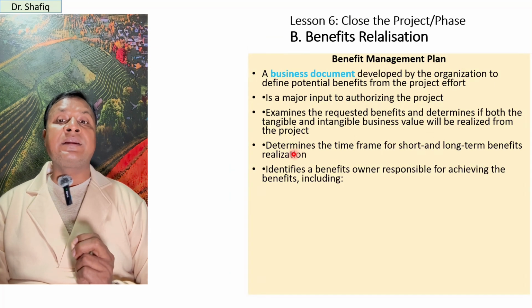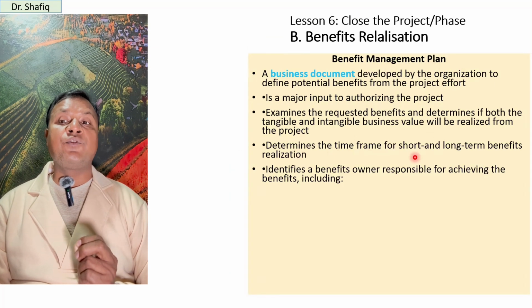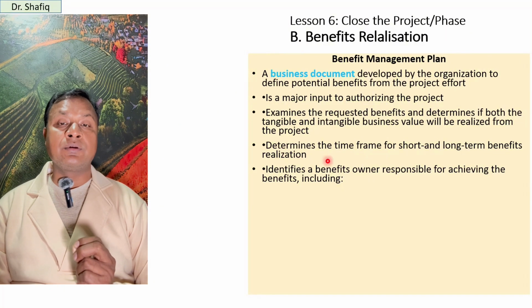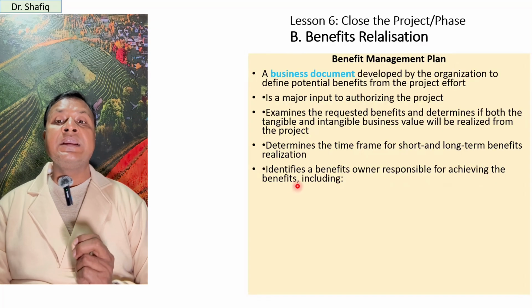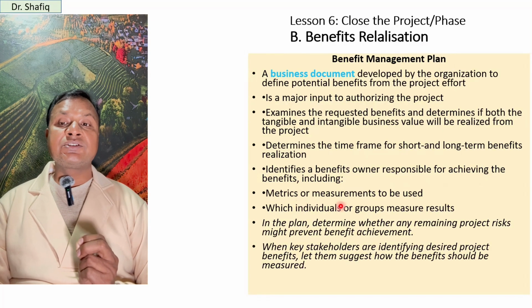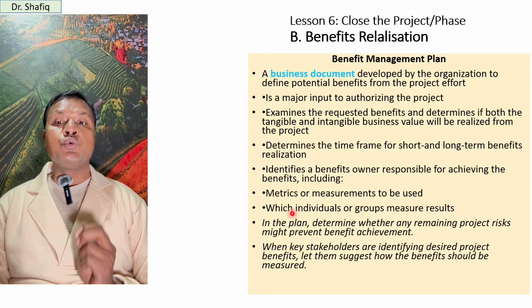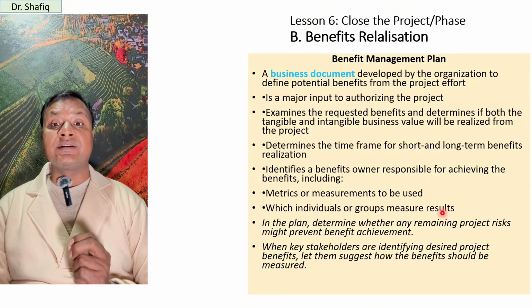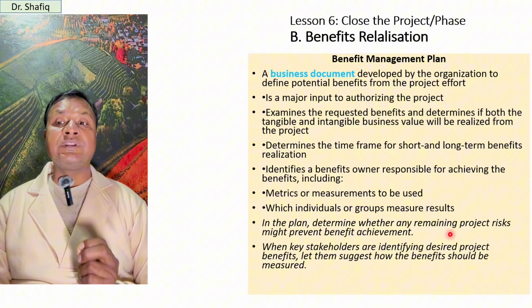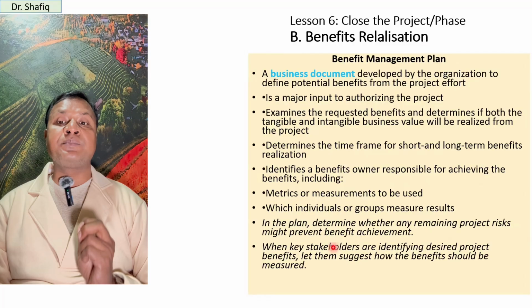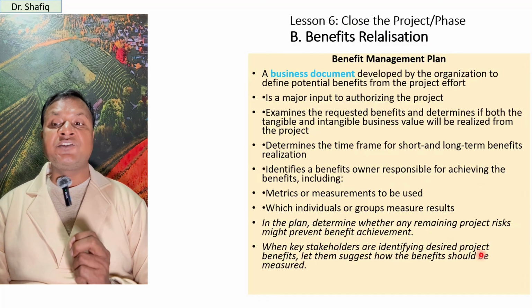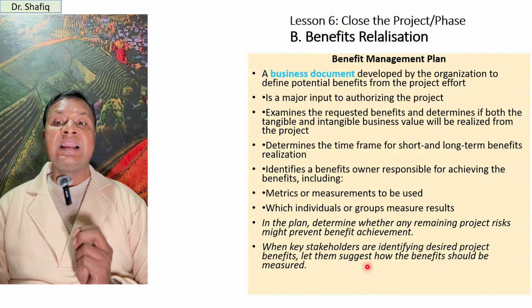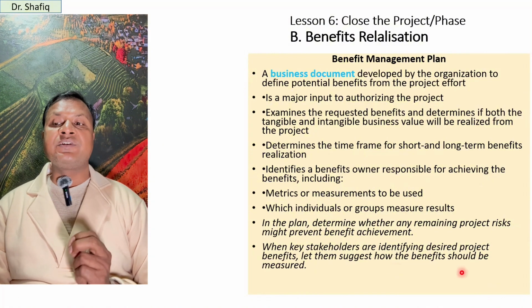Benefit management plan can determine the time frame for short and long-term benefits realization. It also can identify a benefit owner responsible for achieving the benefits, including metrics or measurement to be used, and which individuals or group measure results. In the plan, determine whether any remaining project risk might prevent benefit achievements. When key stakeholders are identifying desired project benefits, let them suggest how the benefits should be measured.